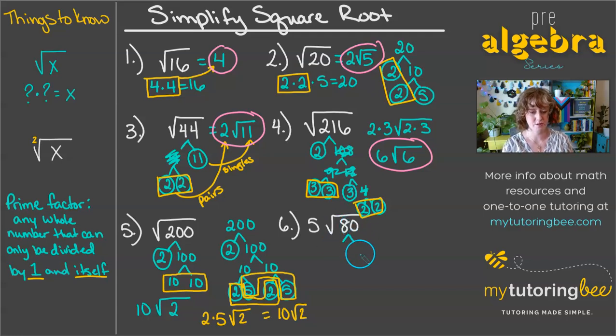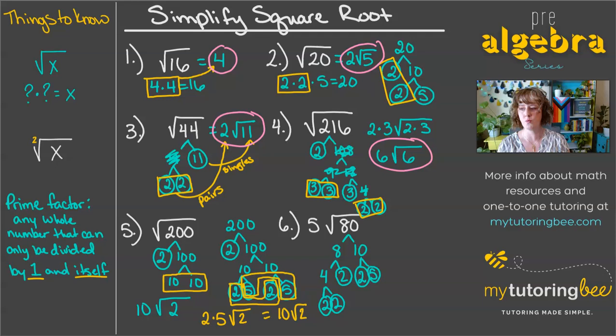Let's go ahead and use our factor tree to break up 80. So that is 8 and 10. And I'm going to break up 8 into 4 and 2. 2 is a prime number, so I'm going to circle that. 4 can get broken up into 2 and 2. Those are both prime numbers, so I'm going to circle each of those. Now I'm going to go back up to my 10. My 10 I can keep going into 2 and 5. Both of those are prime, so I'm going to circle each of those.